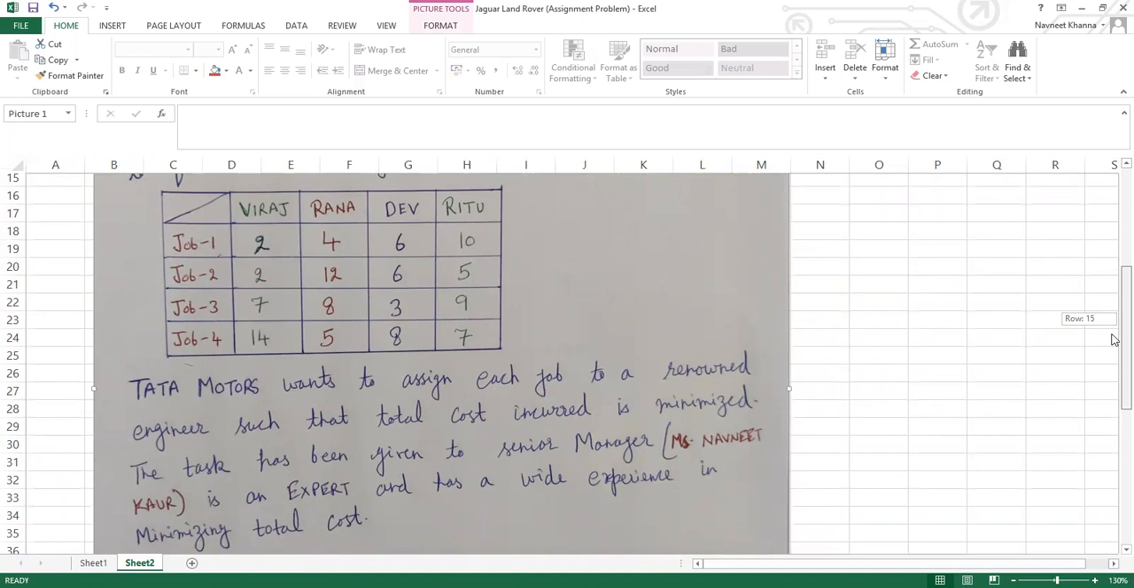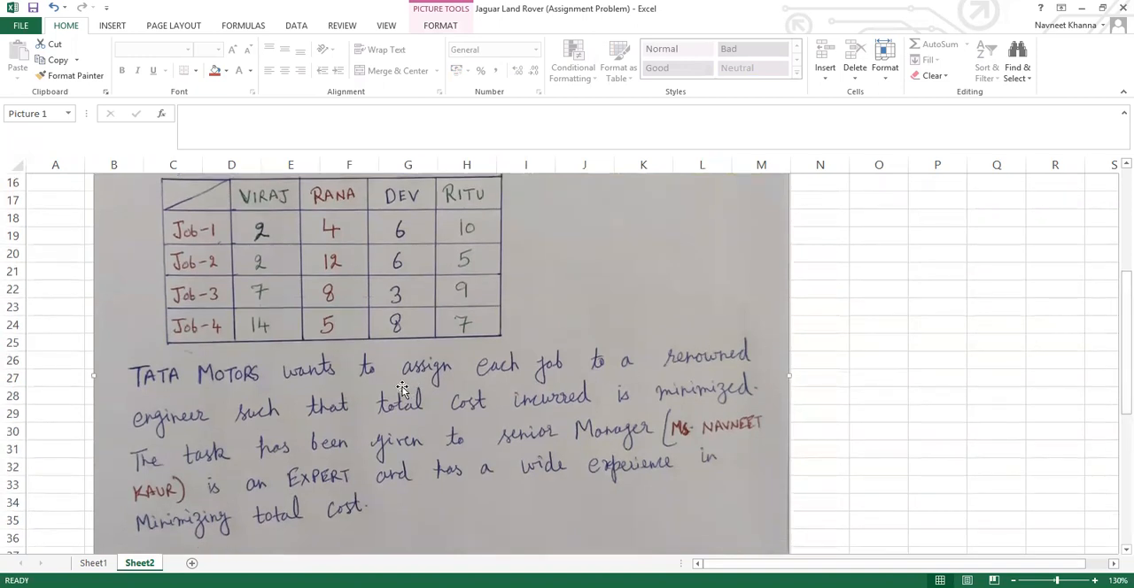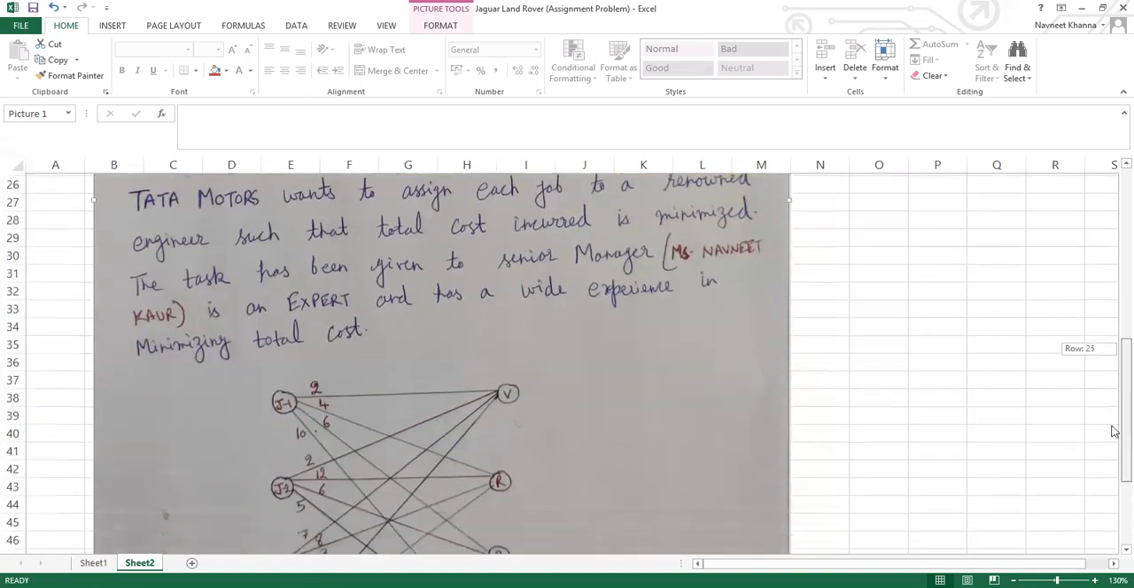So Tata Motors wants to assign each job to a renowned engineer such that the total cost incurred is minimized, right? They wanted to minimize the cost by assigning jobs to engineers in such a way that the cost can be minimized. And the task has been given to the senior manager, Ms. Navneet Kaur, who is an expert and has wide experience in minimizing total costs.